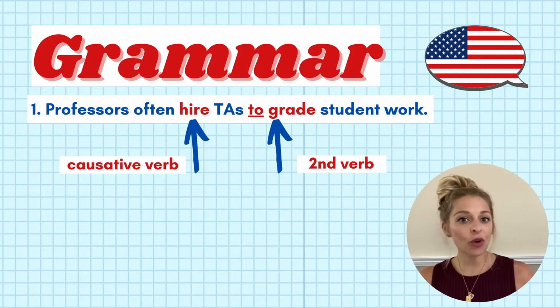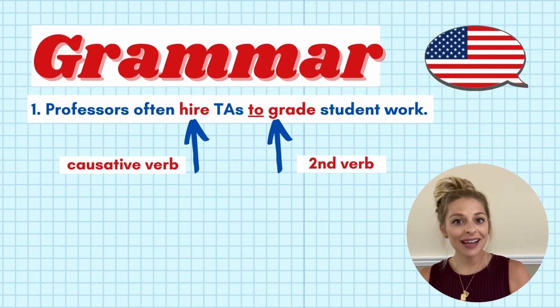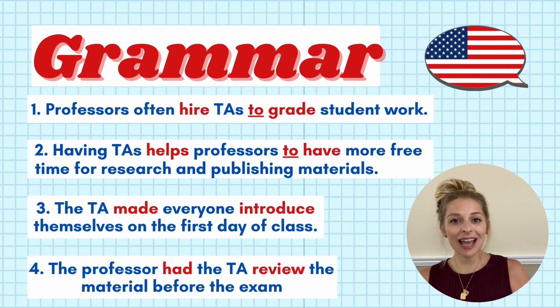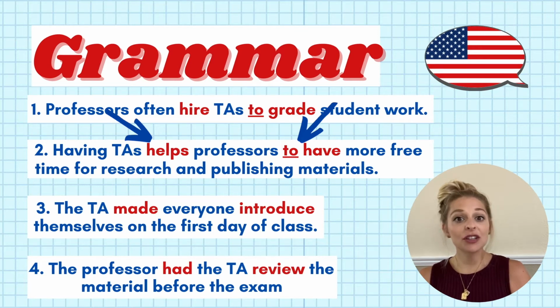So let's take a look at 4 examples and you can see what I mean. Professors often hire TAs to grade student work. Our causative verb is hire and it is followed by the verb to grade. Here we see to and grade. This is called the infinitive form of the verb. Number 2, having TAs helps professors to have more free time for research and publishing materials. Our causative verb is helps, and it is followed by the verb to have. Again, we see the infinitive form of the verb, to have.